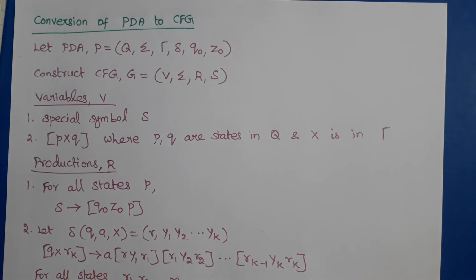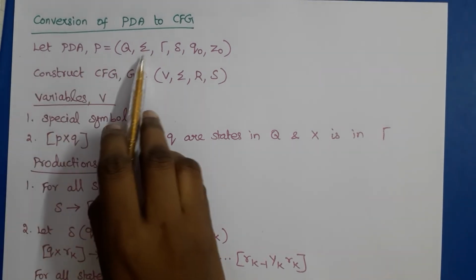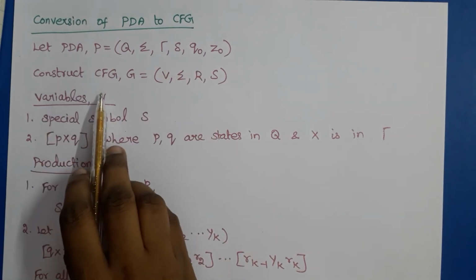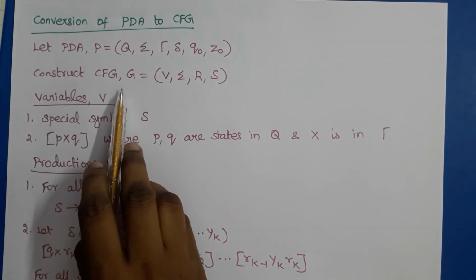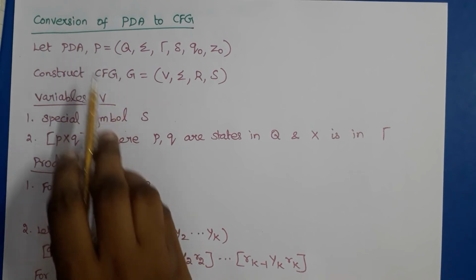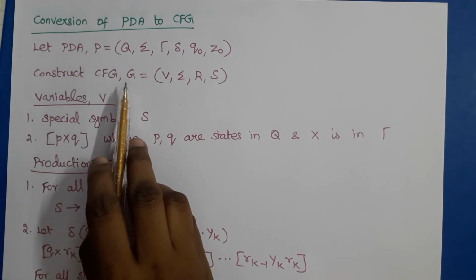Hello everyone. In this lecture, we are going to discuss conversion of PDA to CFG. Let PDA P be given, that is, a PDA accepted by empty stack is given. Then we can construct its equivalent CFG. That is, the language accepted by PDA P can also be accepted by CFG G.